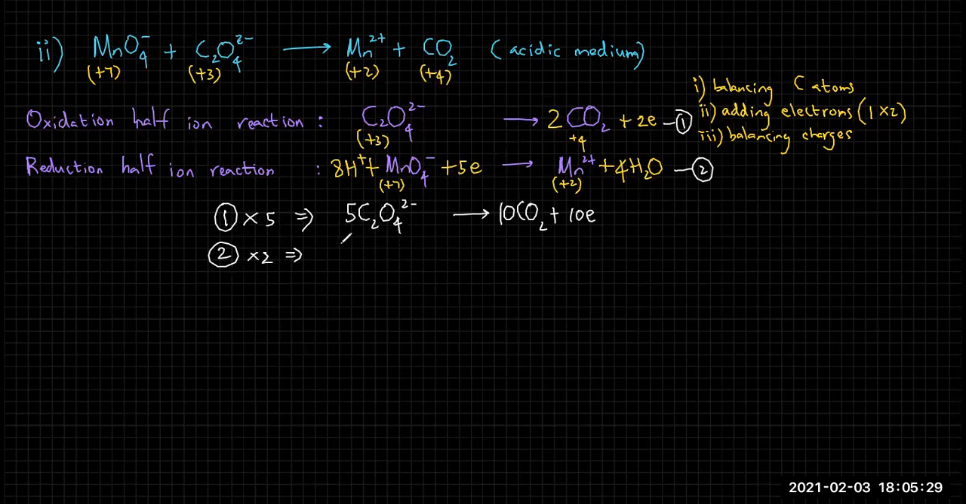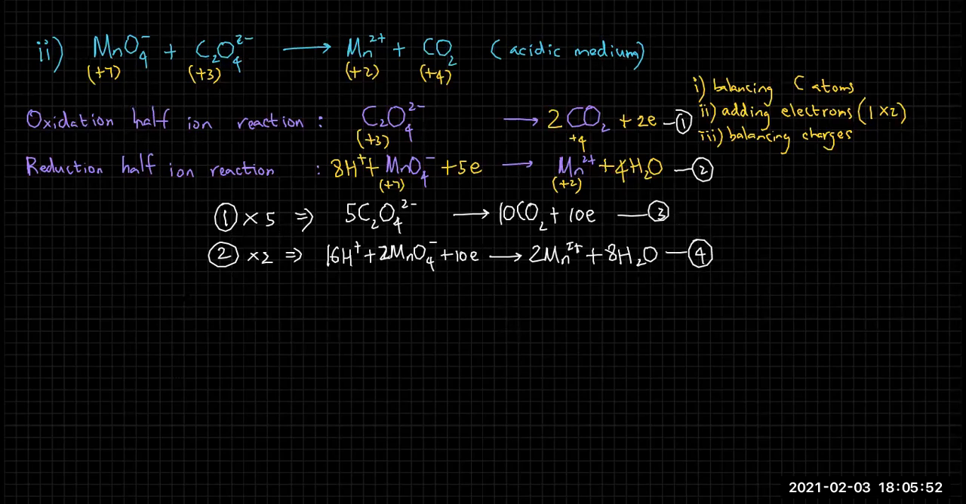Everything must be integers. So here we have 16 H plus, 2 MnO4 minus. You have to be very careful. Each component must be multiplied by 2. And 10 electrons, right? And on the right side, 2 Mn2 plus, 8 H2O. Right, 3 and 4. And finally, you will be adding 3 and 4.